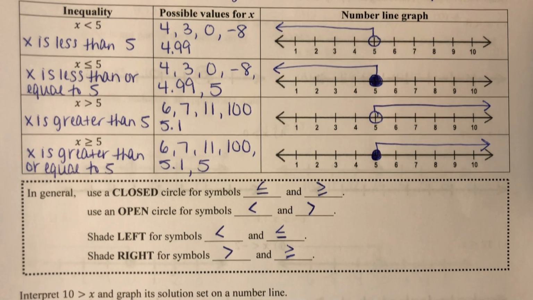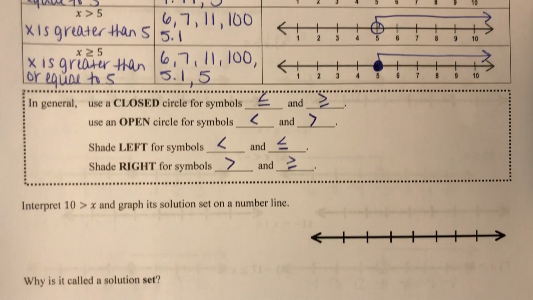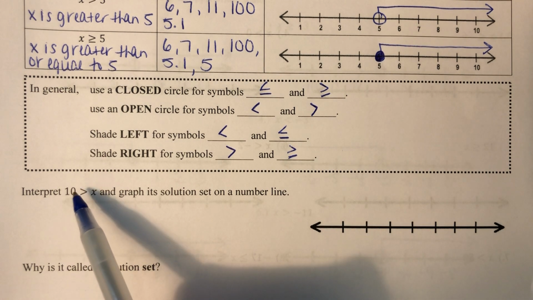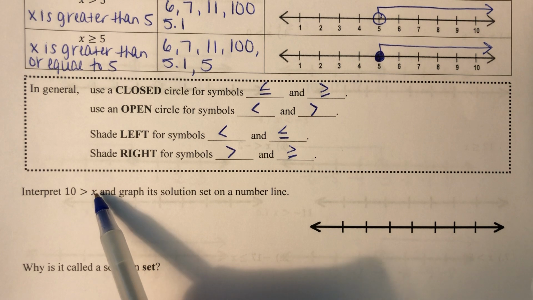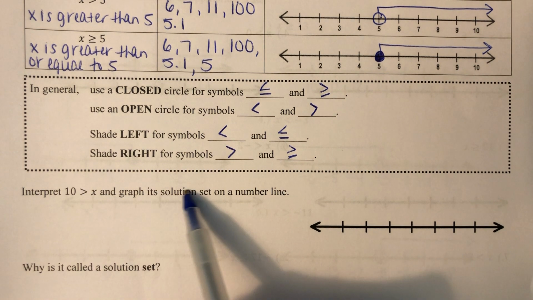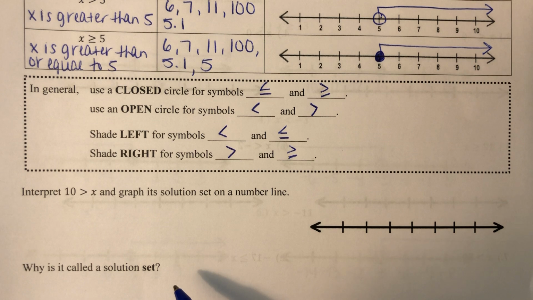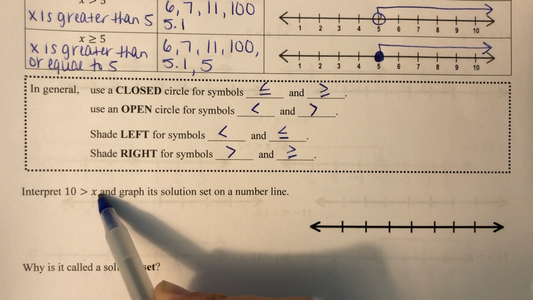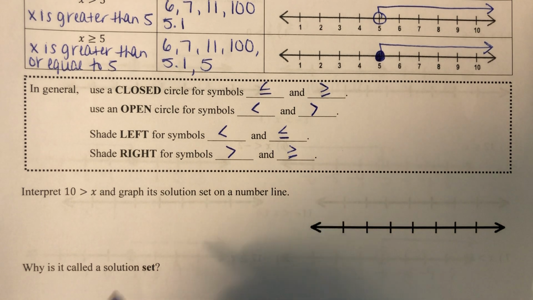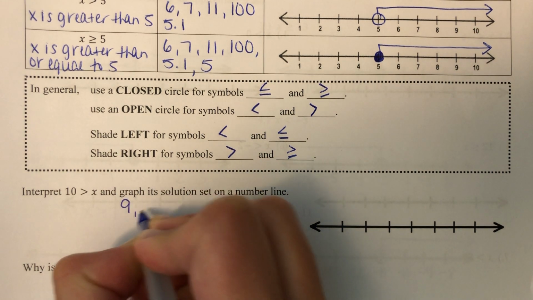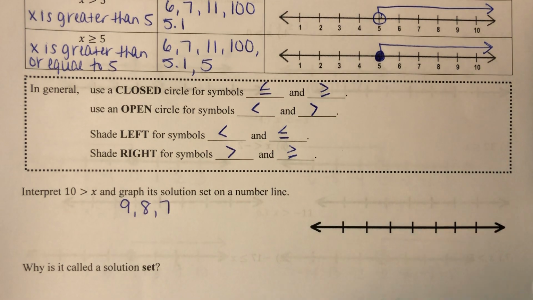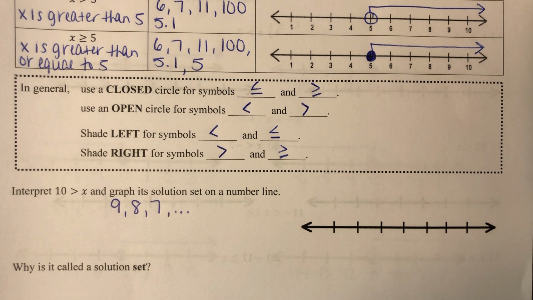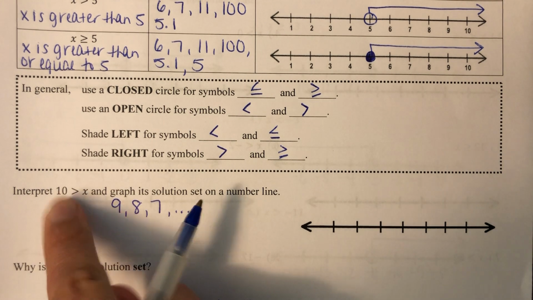All right, next type of problem here. It says interpret, again, we're gonna read it like a book, 10 is greater than X, and graph its solution set on a number line. Well, if 10 is greater than X, then X must be smaller than 10, right? So it could be something like 9 and 8 and 7, right? Dot, dot, dot. So when I go to graph this, first of all, when I graph, I like to put the number given to me in the middle.